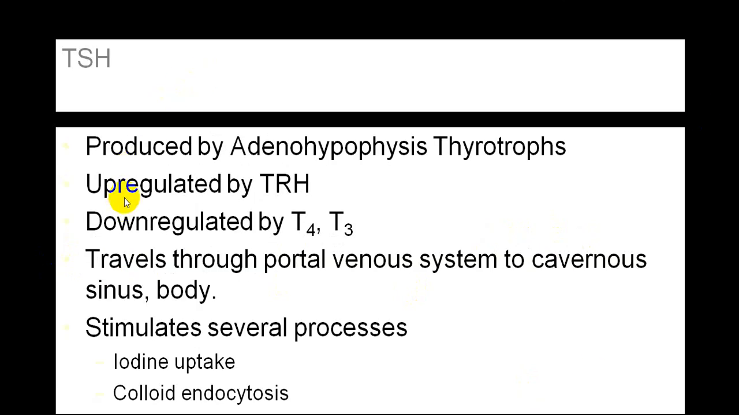TSH secretion is upregulated by TRH and downregulated by T3, T4. It travels from the portal venous system into the cavernous sinus and then into the bloodstream, and it stimulates the thyroid gland to have an iodine uptake, it will stimulate the manufacture of T3, T4 and also release T3, T4 into blood.